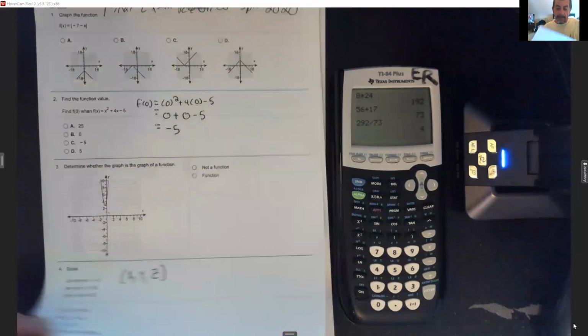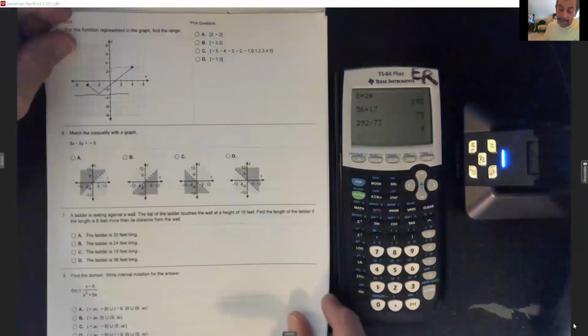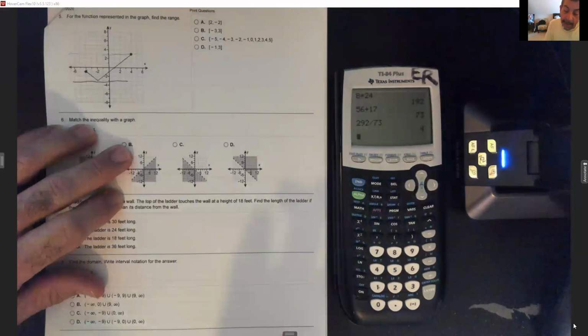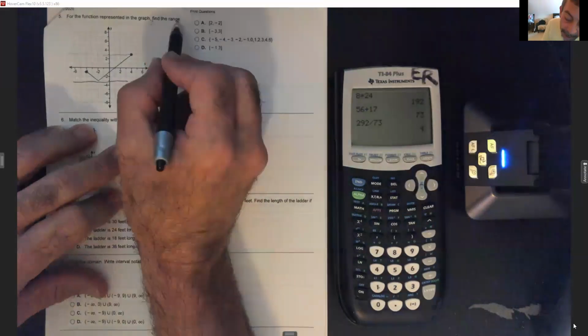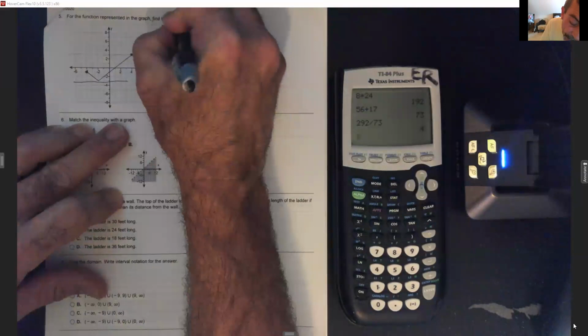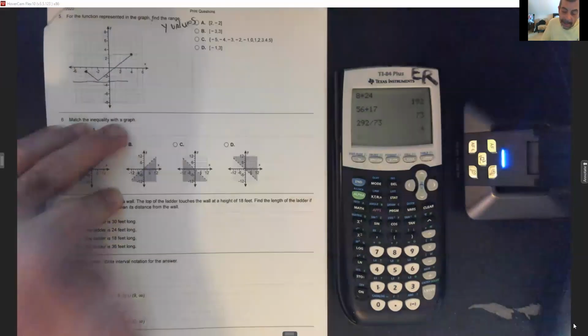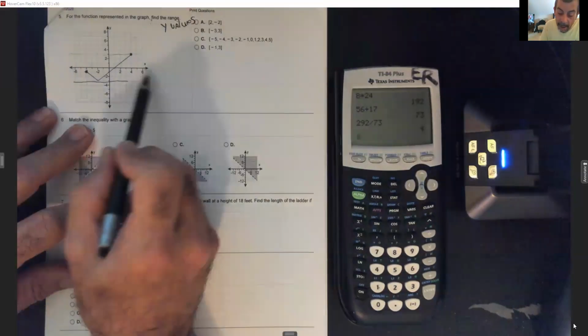All right, y'all, moving on to number 5. Another graph, but we don't have to graph it. We just got to find the range. Notice, find the range. The range is the y values, not the x's. So I'm not going to go left to right. I'm going to go up and down.